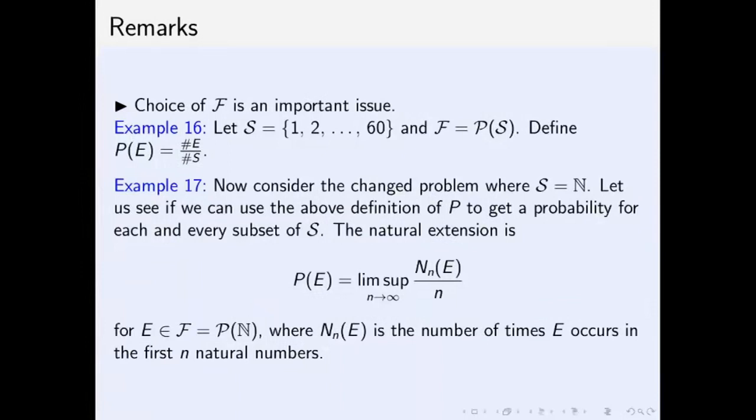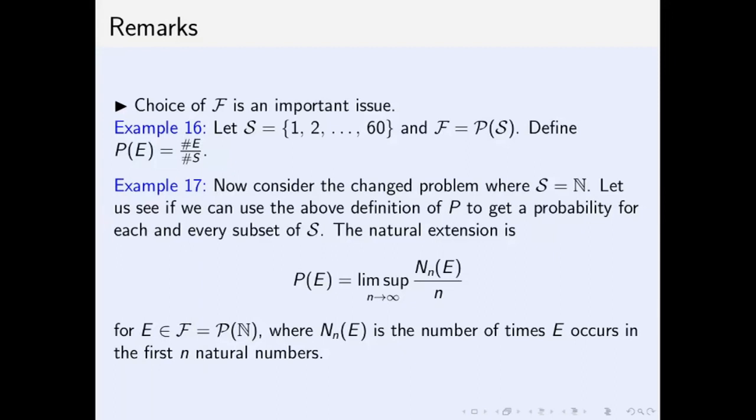In the last lecture we talked about random experiment, sample space, sigma algebra, and then we defined probability. We pointed out that the sigma algebra is the domain for defining the probability, and that on the same sample space we can have multiple sigma algebras. We also pointed out that the choice of the sigma algebra is an important issue. So today I am trying to explain why this is an important issue using two examples, example 16 and example 17.